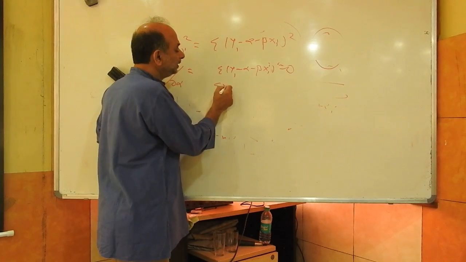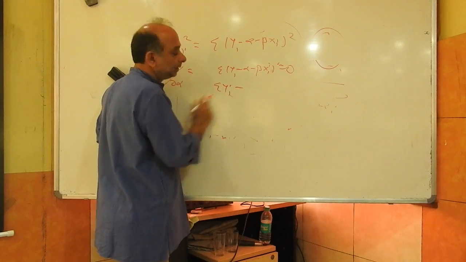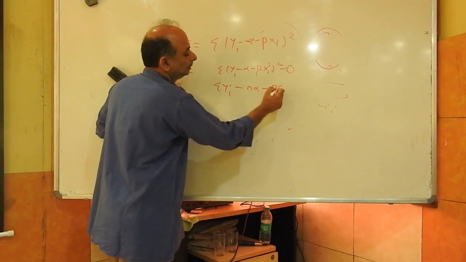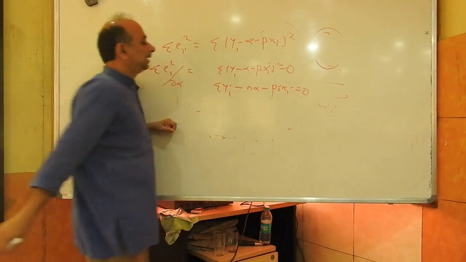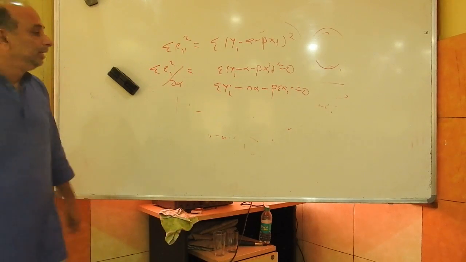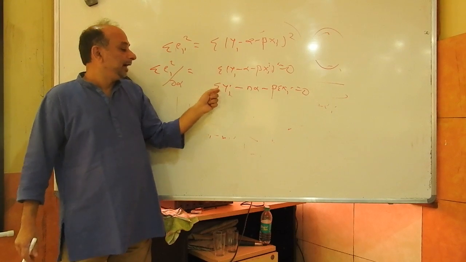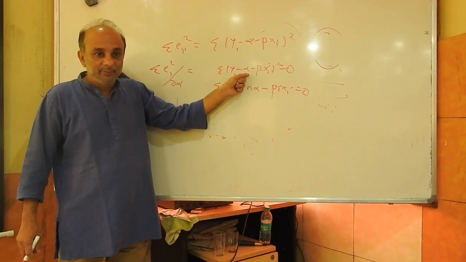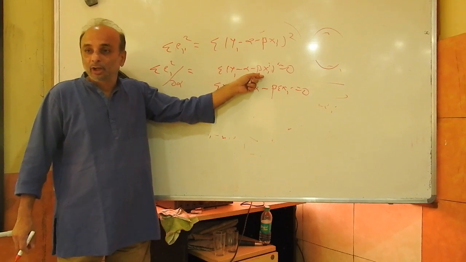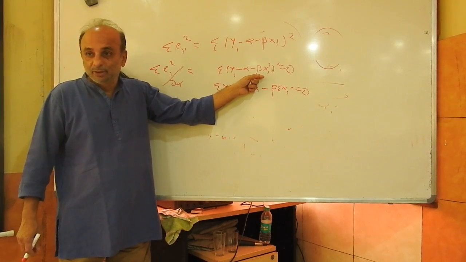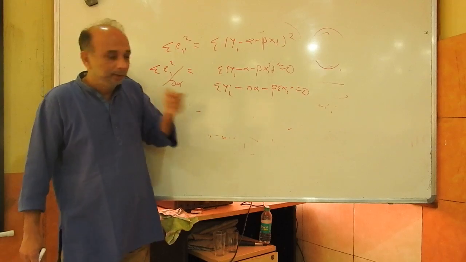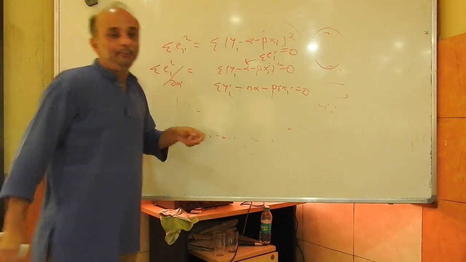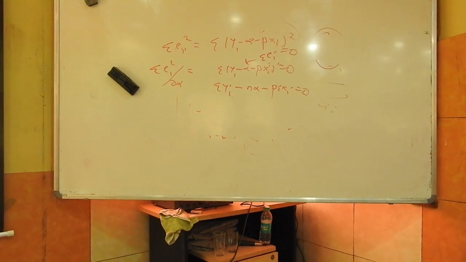Right? So if I open this out, I get summation yi minus n alpha minus beta summation xi is equal to 0. If I open this out, because alpha, I add n times. Alpha being added n times becomes n alpha. Beta gets out common. Beta summation xi. Right? Okay? And you remember that this is also summation ei is equal to 0. That's going to be something more productive.